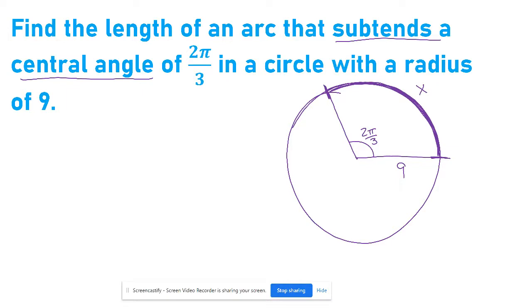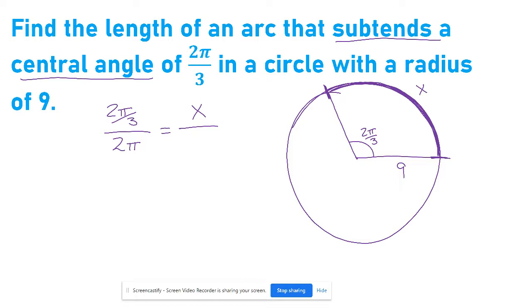And so what we're going to do is the same thing we have been doing. We're going to create a proportion. We're going to take our angle, 2 pi over 3. And since we're in radians, we're going to put that over 2 pi. Equals. And then we have our unknown. We have the length of that arc that we don't know yet over the entire circumference of the circle.